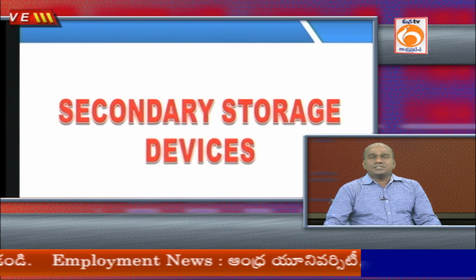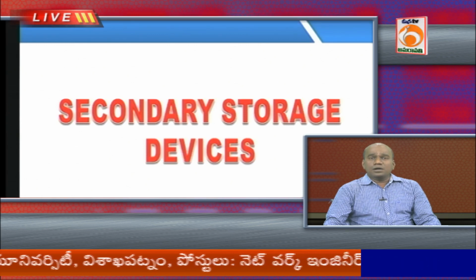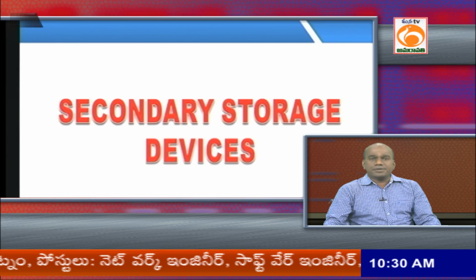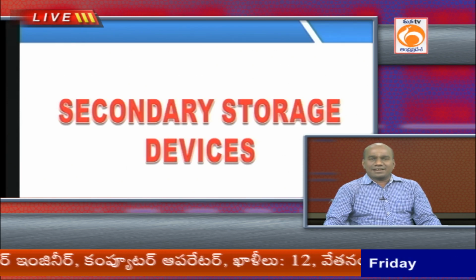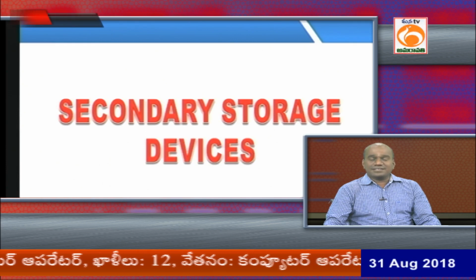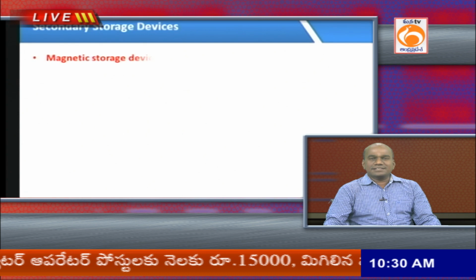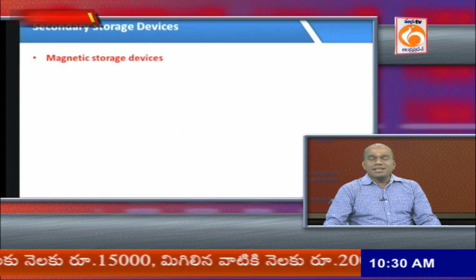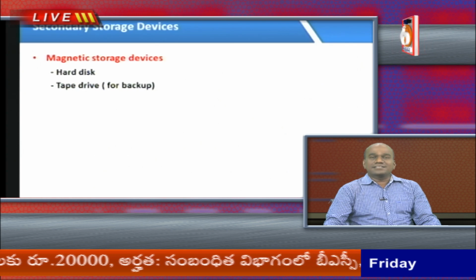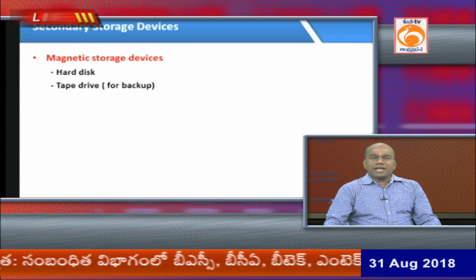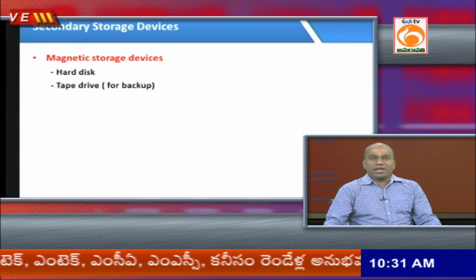The main purpose of using secondary storage devices on a computer is to store the computer OS or the user's personal data. Secondary storage is further classified into different types. Number one is magnetic storage devices. The best example to understand magnetic storage devices is the hard disk drive, HDD. One more example of a magnetic storage device is tape drives.